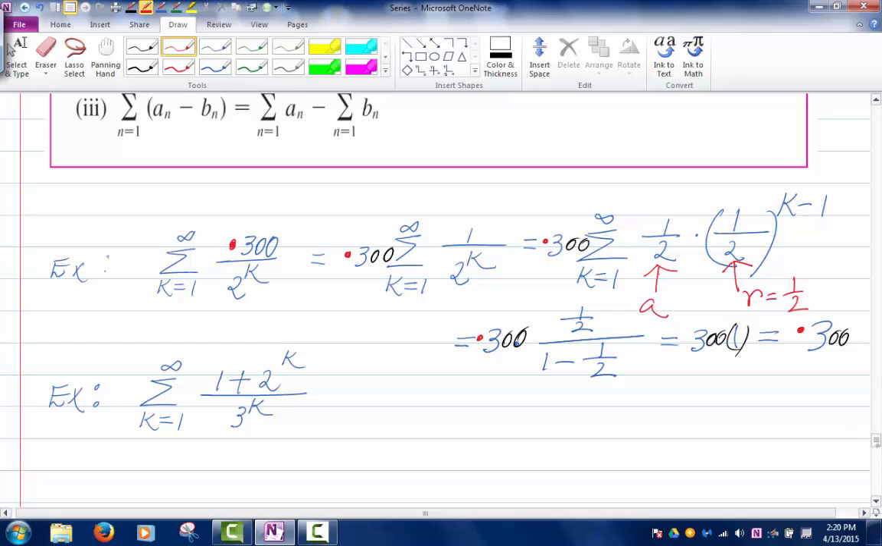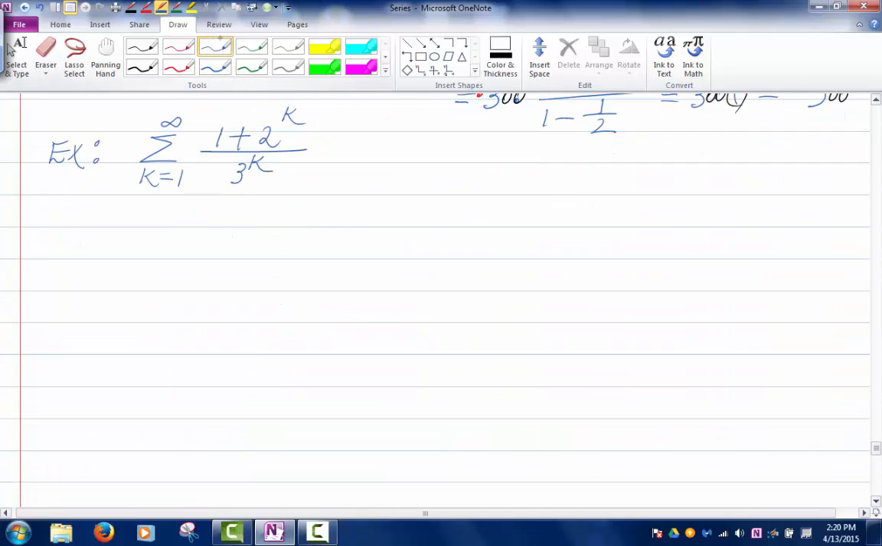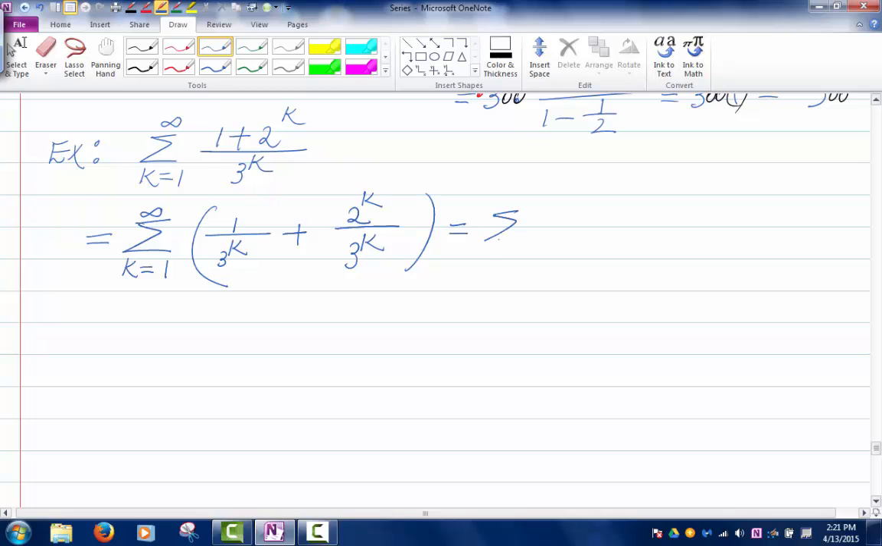Alright, so let's look at the next problem. This would be an application of number 2. So now I have the series where k goes from 1 to infinity, 1 plus 2 to the k over 3 to the k. I am going to rewrite this sum as k going from 1 to infinity, 1 over 3 to the k plus 2 to the k over 3 to the k, like this. And then I am going to rewrite this as the summation k going from 1 to infinity, 1 over 3 to the k plus the summation k going from 1 to infinity, 2 to the k over 3 to the k. Is everybody okay?